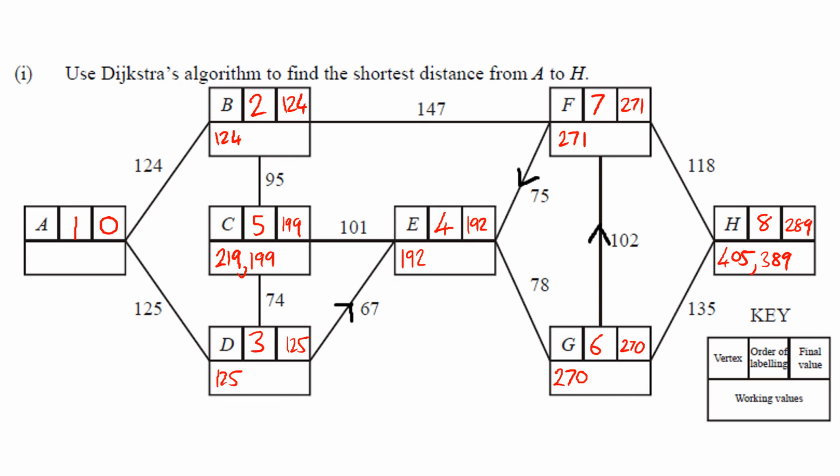So the total distance from A to H is 389 meters at its shortest, and the actual path we took going from A to H, well, that 389 came from that 271, and that 271 came from this 124, and that came from here. So it'd be A, B, F, H. There you go. Dijkstra's algorithm. Lovely piece of work.